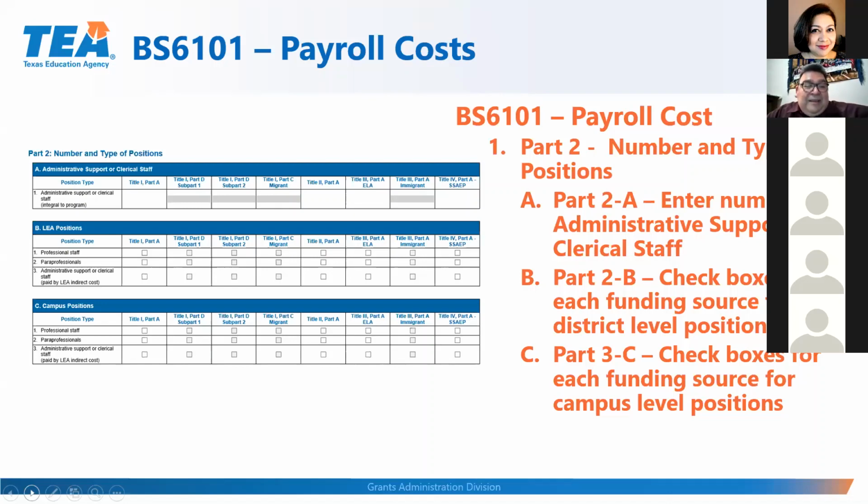Part B and C are just check boxes. So we don't need to know how many you're going to be paying at the LEA or district level or at the campus level. You just have to check a box and let us know that you're paying for those at those levels.